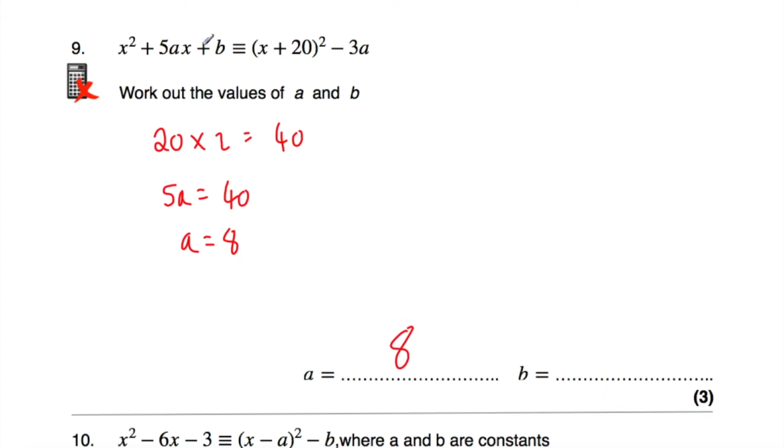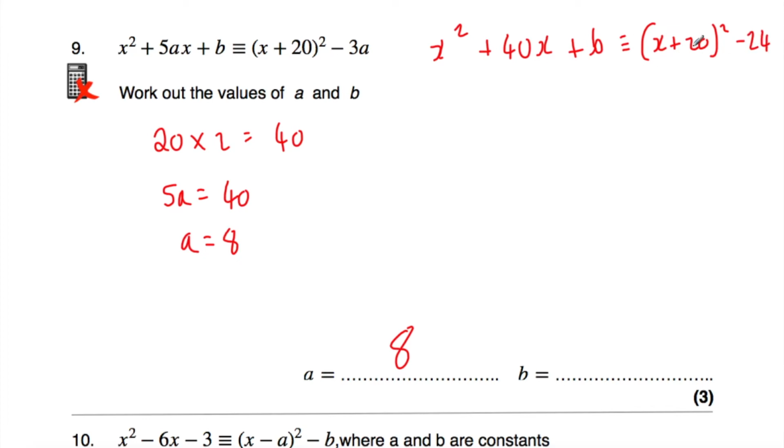Now we then want to work out the value for b. Well, let's substitute 8 into this to find out what we would have then. So we'd have x squared plus, and 5 times 8 would be equal to 40x, plus b is equivalent to, and then on the left hand side we've got (x plus 20) squared, and then minus 3a. Well, a is equal to 8, 3 times 8 is 24, so minus 24.